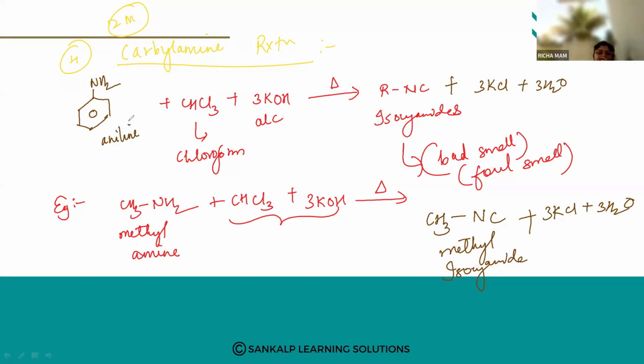So aniline, I'm reacting with chloroform and alcoholic KOH, and I'm heating it. Tell me the product, students. What will be the name? It will be benzene with NC. So this is phenyl isocyanide. Is it clear? This is the carbylamine reaction.